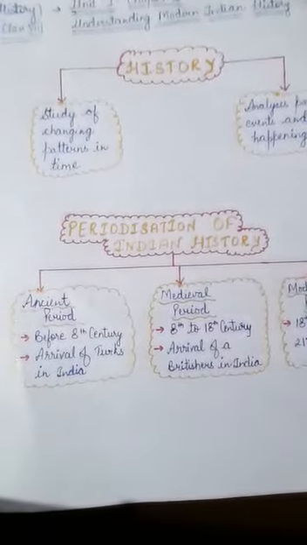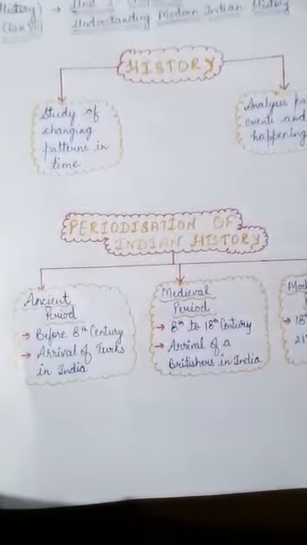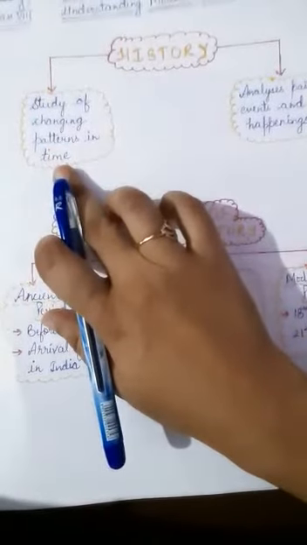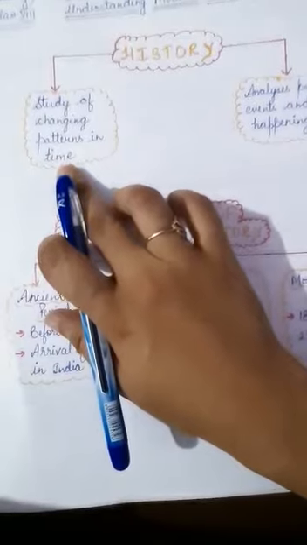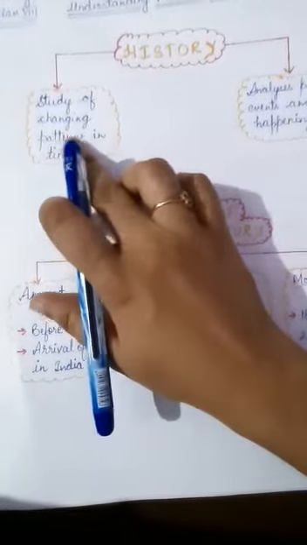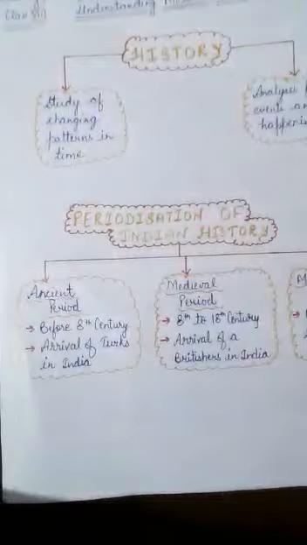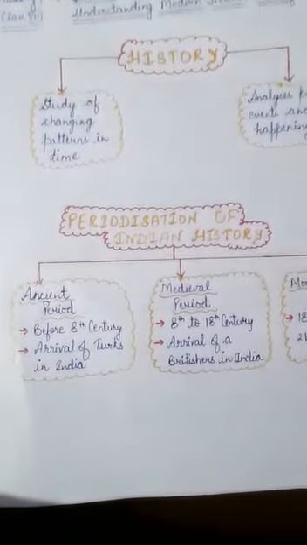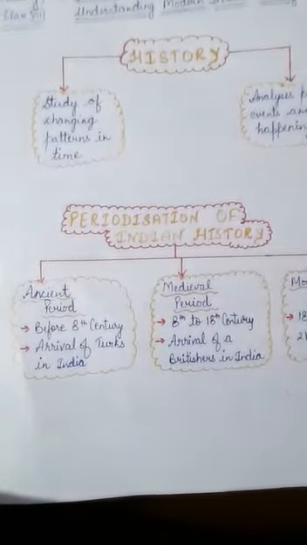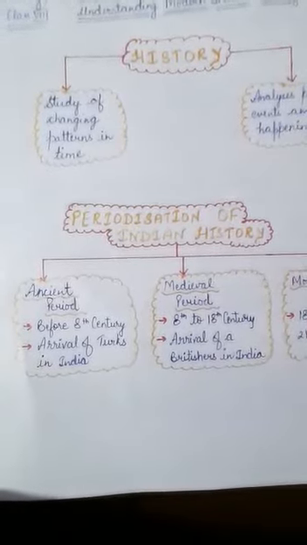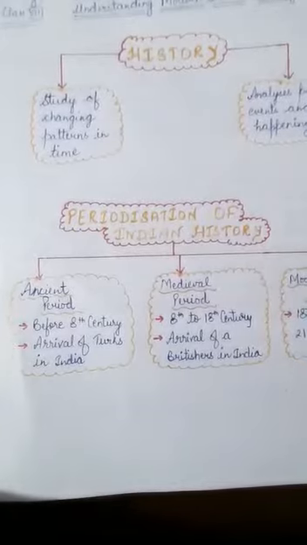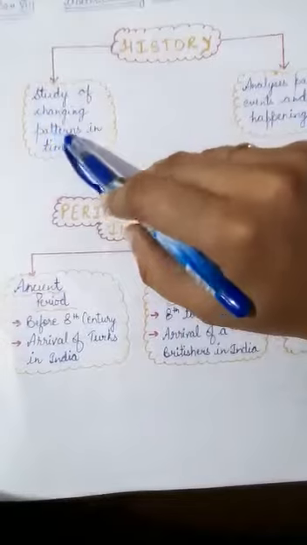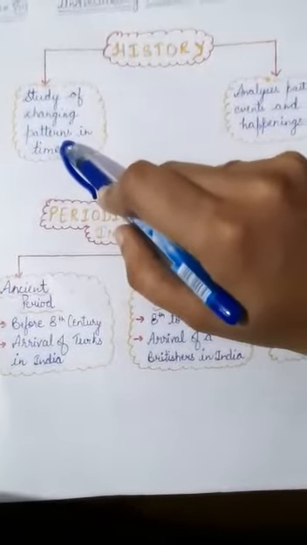Now, the first thing that we need to understand is what history basically is. History is basically the study of changing patterns in time. What are these patterns? Patterns are the events or happenings that have happened in the past, related to some major events at the time of the kings or the battles, that led to changes in the traditions or cultures in our country. Those are the changing patterns that we are going to study in history.